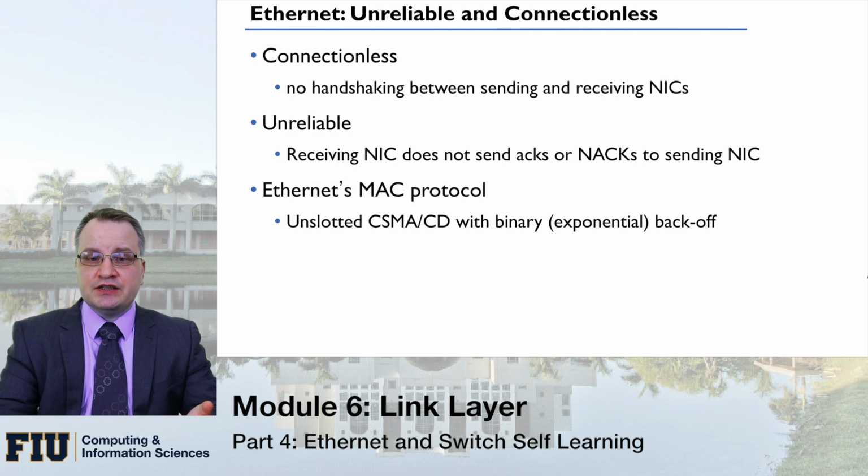Second, Ethernet provides unreliable transfer, so you send a packet and there is a chance this packet will not be delivered. On Ethernet we don't do any kind of acknowledgement or negative acknowledgement, so this is actually different from Wi-Fi that we're going to be talking about in the next part. And finally, in Ethernet we're using CSMA/CD, the one that we talked about in the previous part.